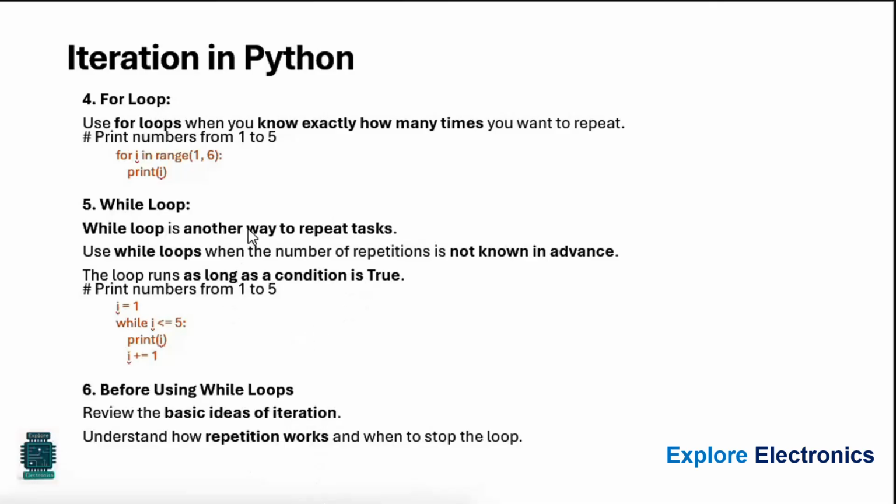Know the basic ideas of iteration, how exactly the while loop works, and understand how the repetition works and when to stop the loop. In this example, when the condition fails, it will come out of that loop. It will stop the loop and come out of that loop. Like this, you have to know the basics, how exactly the loop is going to work. What is the condition? And in a for loop, how many times exactly it will repeat the task. This is about for and while loop.